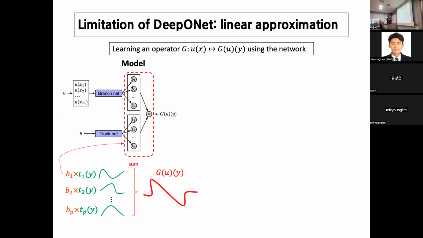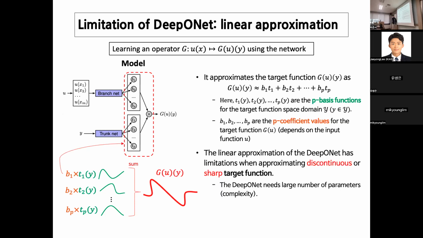And in this perspective, we can think of this DeepONet as a linear approximation using this P basis with P coefficients to approximate the target function. But using this perspective, we see a limitation of this DeepONet, because this is just a linear approximation of the target function. So when the target function is discontinuous or sharp, then this linear approximation will need many parameters for each network.